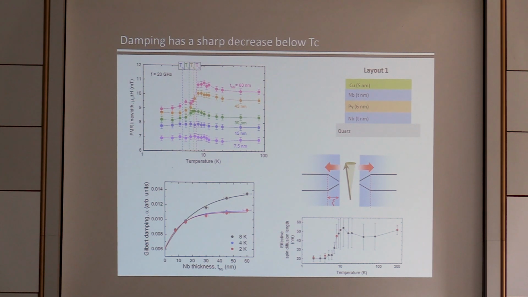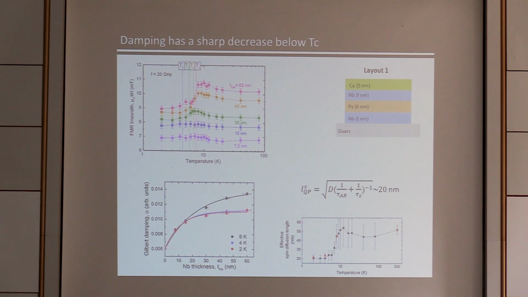Here you see that we took account also of the inverse proximity effect. Indeed, the gap in the niobium only linearly opens up, and it's only fully open at a length of 13 nanometers, which corresponds to the Cooper pair coherence length. But anyway, on the bottom graph, you see that the effective spin diffusion length in the niobium is plotted as a function of temperature for 60 nanometer niobium, and at the transition temperature it decreases to about 20 nanometers.